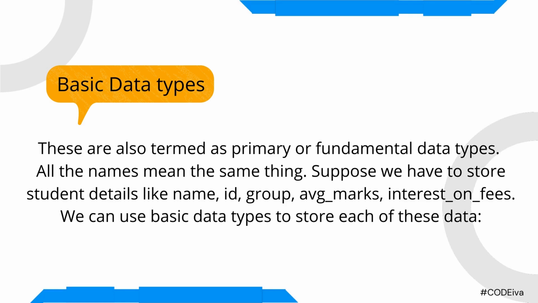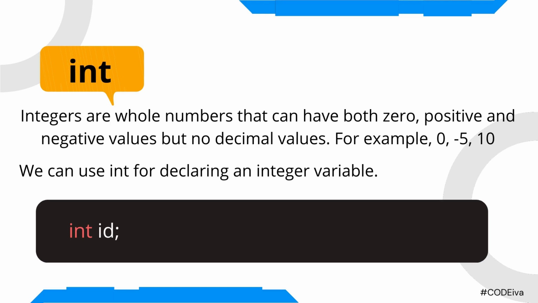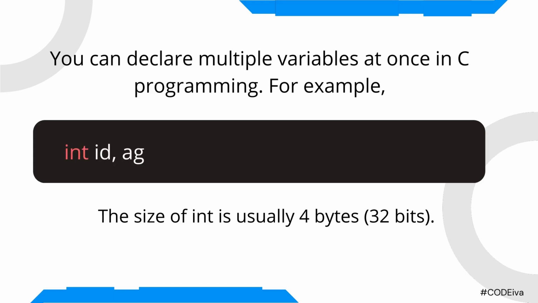Suppose we have to store student details like name, ID, group, average marks, and interest on fees. We can use basic data types to store each of these data, as shown in the example. Integers are whole numbers that can have 0, positive, and negative values but no decimal values. For example, 0, -5, and 10. We can use int for declaring an integer variable, as shown below. You can declare multiple variables at once in C programming, and the size of int is usually 4 bytes, that is, 32 bits.